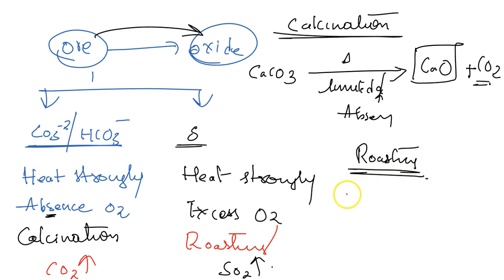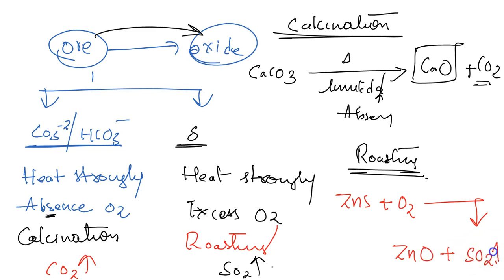When you talk about roasting, you're talking about sulfur containing ores and excess of oxygen. I'm writing a skeletal equation, but you ensure to write balanced equations in the exam, right? Now, zinc oxide plus what else is the byproduct? SO2. Done. So these are the equations for calcination and roasting. And calcination or roasting stands as the second step.